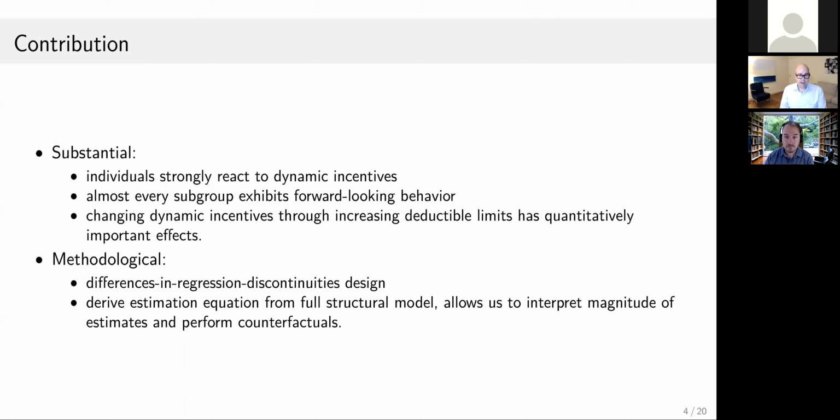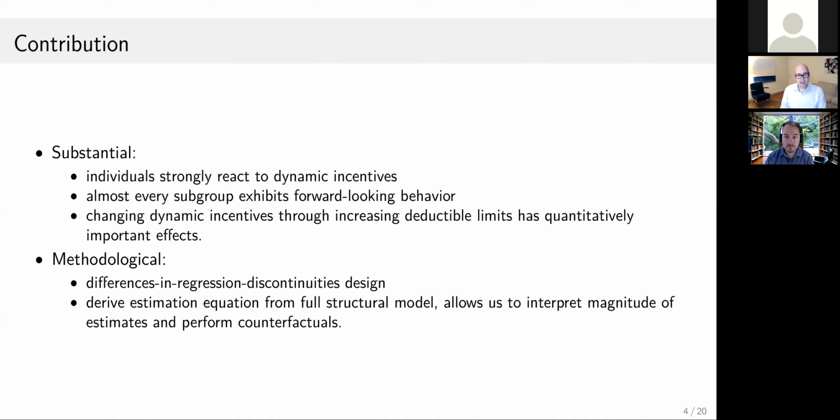Then we find that changing dynamic incentives through increasing deductible limits has quantitatively important effects. We do a little counterfactual simulation, and we end up with a number for what the effect would be of increasing the deductible limit from a very low amount, 375 euros per year, to 475 euros per year. And the effect is rather big, as I'll show later.